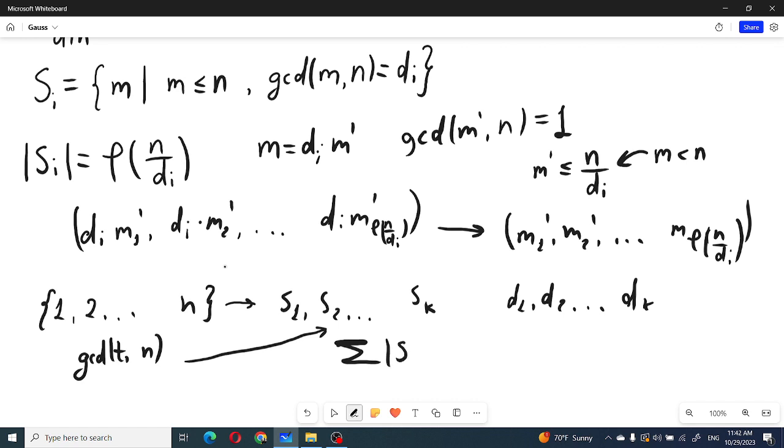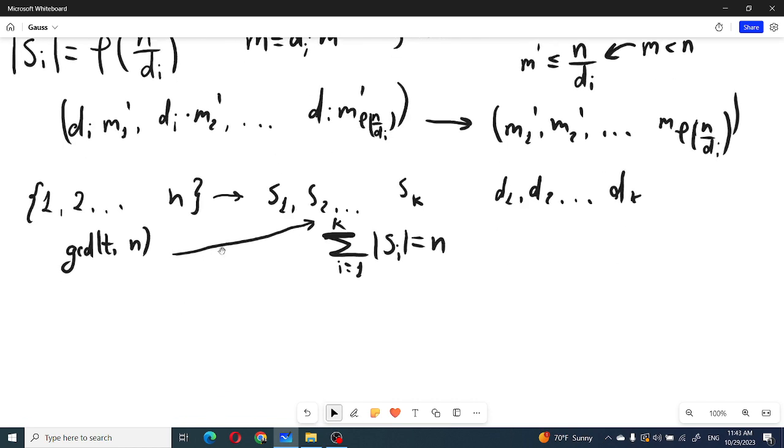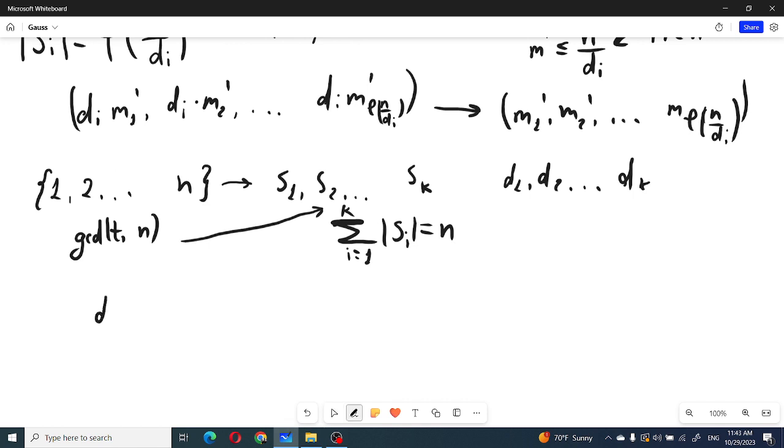The sum of the sizes of S_i, for i from 1 to k, equals n. And now we will use the fact that if d_i is a divisor of n, then n over d_i must also be a divisor of n. Clearly this is correct because their product equals n. If we take the product of these numbers, d_i and n over d_i, this equals n. So if d_i divides n, then n over d_i must also divide it.